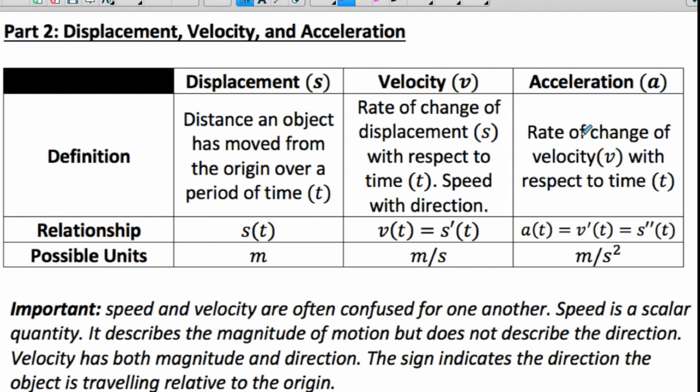Now acceleration, well, that tells us how velocity is changing. So rate of change of velocity with respect to time. So the acceleration function is equal to the derivative of the velocity function. And remember, the velocity function is the derivative of the displacement function. So really, acceleration is the second derivative of the displacement function. If we differentiate the displacement once, we get velocity. If we differentiate the displacement function twice, we get acceleration.